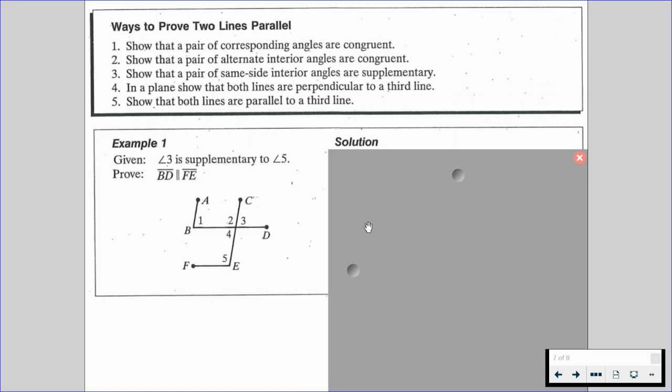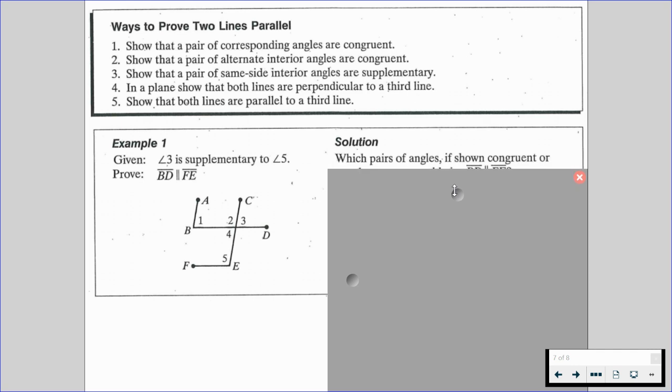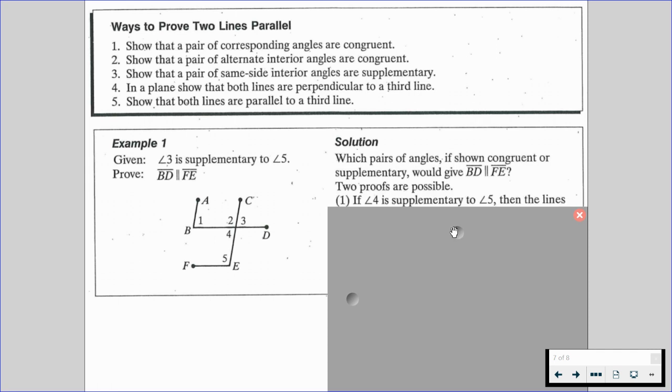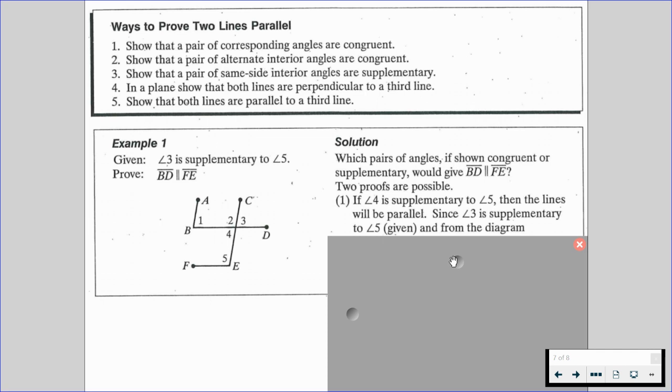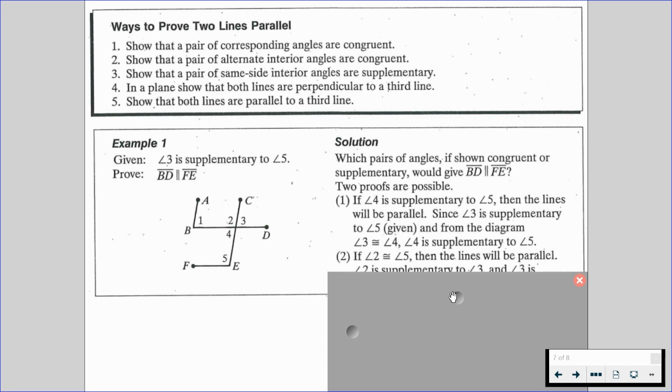So we go through an example here. On the left-hand side, we are given that angle 3 is supplementary to angle 5, and we want to prove that segment BD is parallel to segment FE. So again, we're given that angle 3 is supplementary to angle 5. So what we need to show is which pair of angles are congruent or supplementary would give us segment BD is parallel to FE. So there's really two ways to go about it. You can show that, hey, if angle 4 is supplementary to angle 5, then the lines are going to be parallel. But again, since angle 3 is supplementary to angle 5, and from the diagram 3 is congruent to 4, then 4 is going to be supplementary to angle 5.